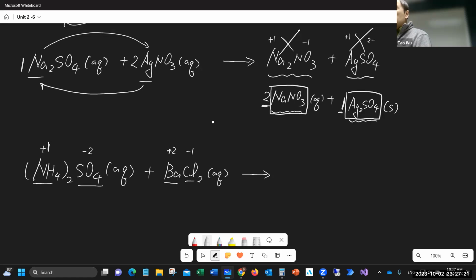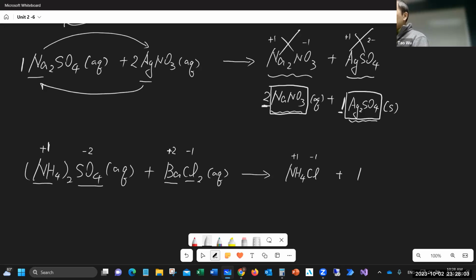Now if you know the charges, then obviously ammonium is going to combine with chloride. Ammonium is +1, chloride is -1. So +1 -1, boom, combine together. We don't need any more, just one ammonium ion and one chloride ion. That's it. You need to make sure the charges are balanced, then the compound will be neutral.